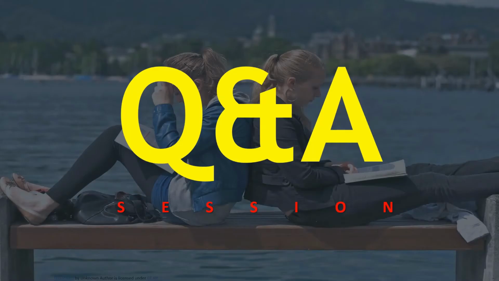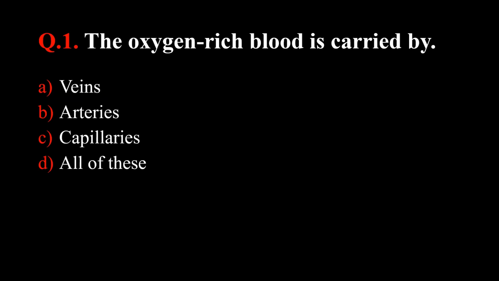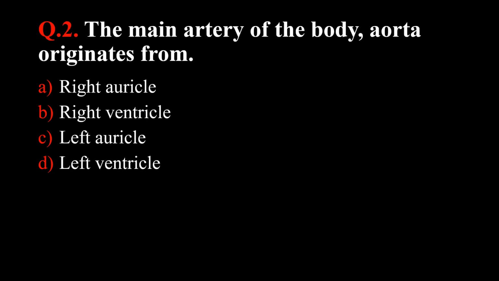And students, now let's revise what we have learned today by answering the following questions. Question number 1, the oxygen rich blood is carried by, and your options are A veins, B arteries, C capillaries, D all of these. And the right answer is B arteries. Question 2, the main artery of the body, aorta, originates from, option A right auricle, B right ventricle, C left auricle, and D left ventricle. And the right answer is D left ventricle.